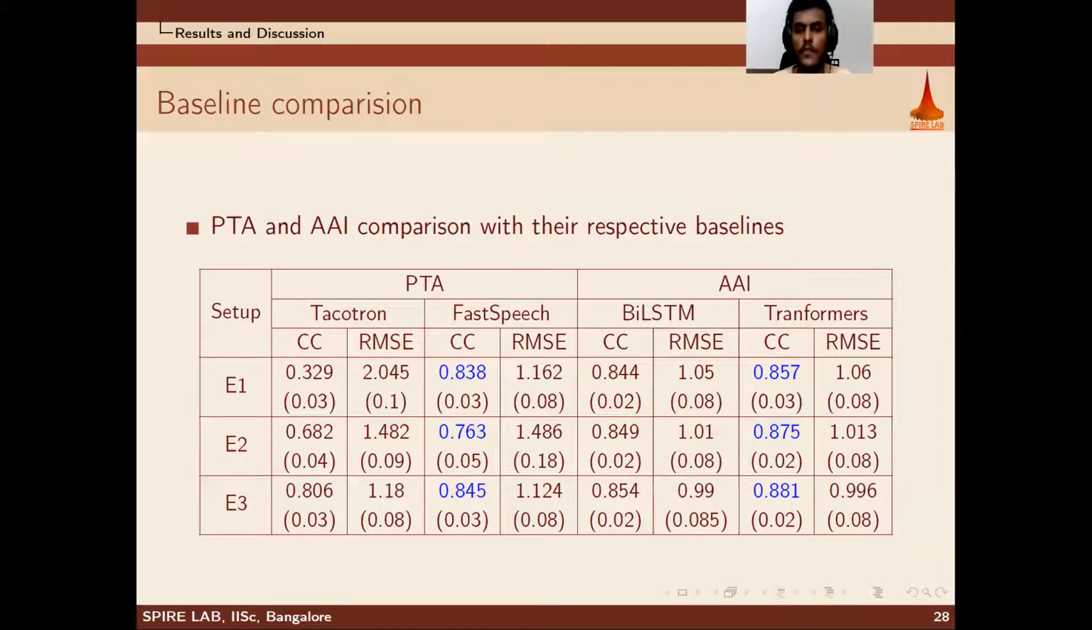Now if we do the baseline comparison for AAI, that is the LSTM versus transformers, we find that transformers are outperforming the LSTM in all the 3 setups. Now finally, we can compare the results between PTA and AAI. Here it will be the comparison between the FastSpeech and the transformer model, since they are performing best in their respective tasks. We find that AAI results are still much better than PTA, especially in the E2 setup.